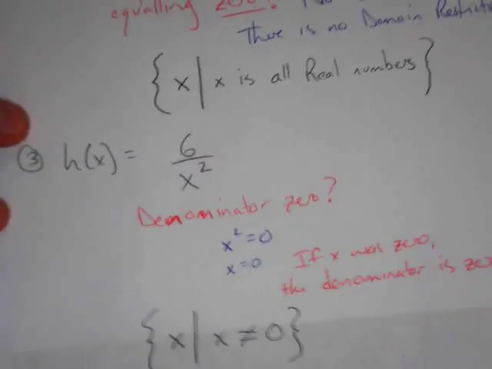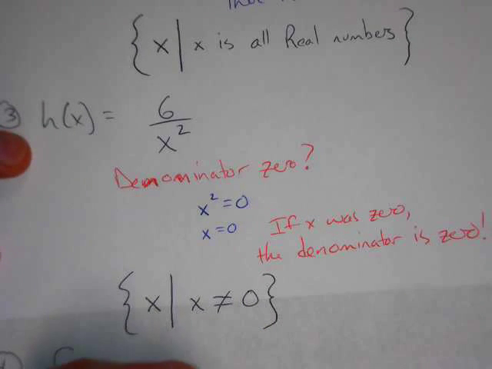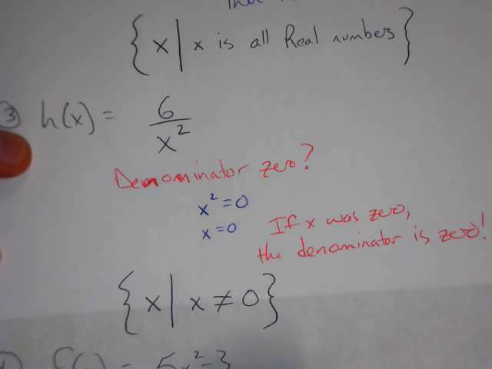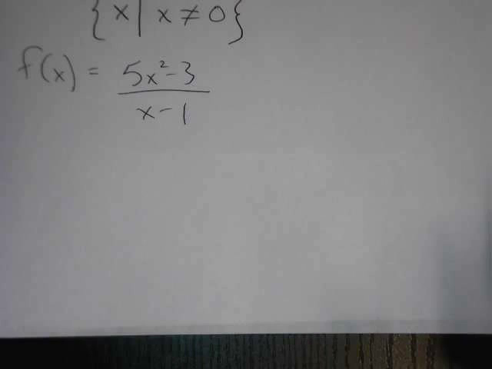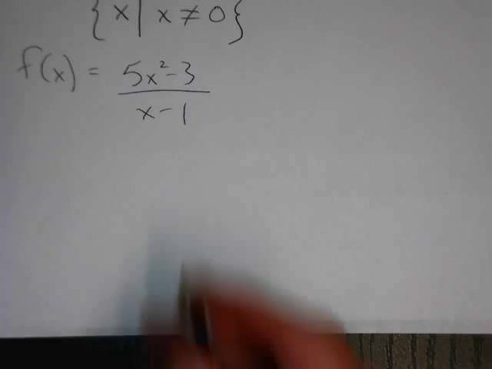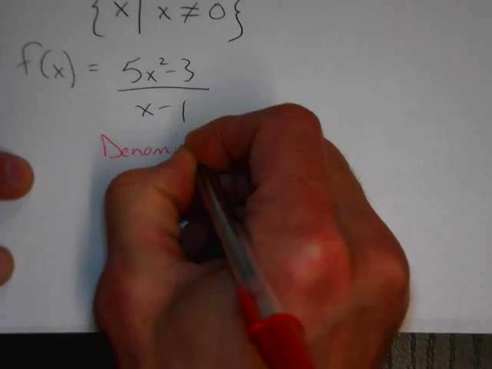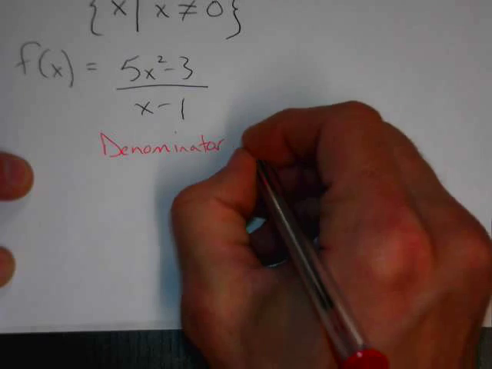How about the next function in number 4? We had f of x is equal to (5x squared minus 3) over (x minus 1). So we have this funny looking expression, and we have to ask the same thing. What would be the domain? Is there any possibility for the denominator to be 0?